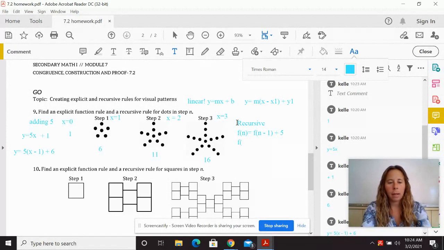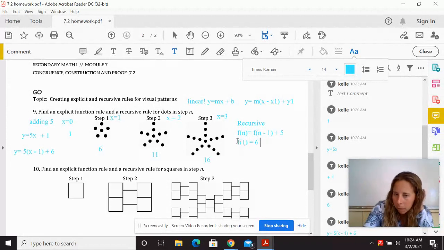We start at 1, y is 6. Identify where you start, and then there's your equation. Okay.